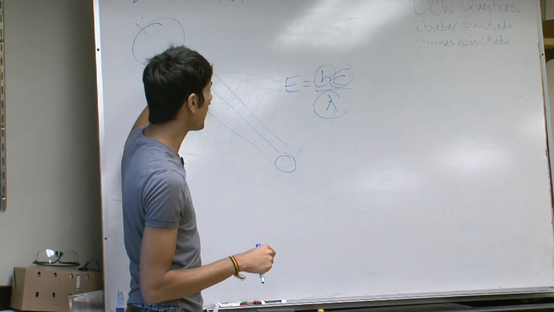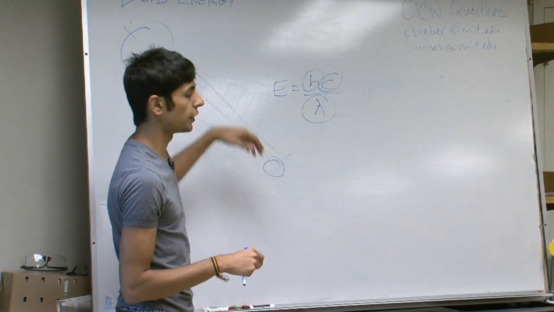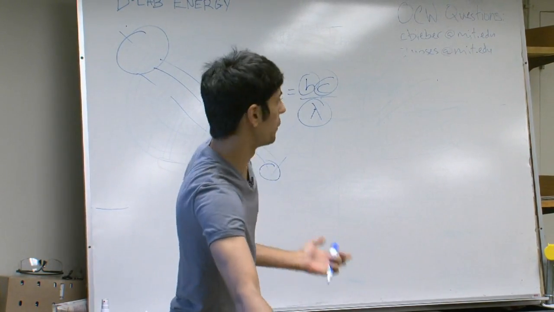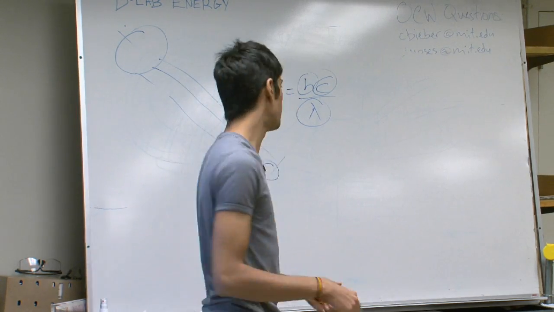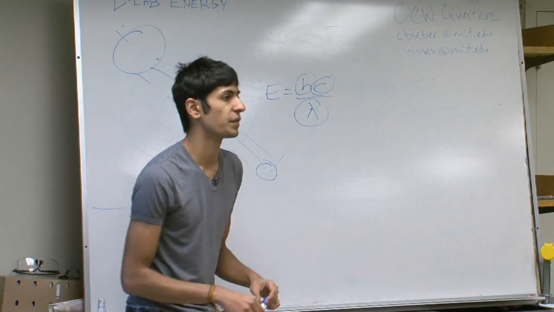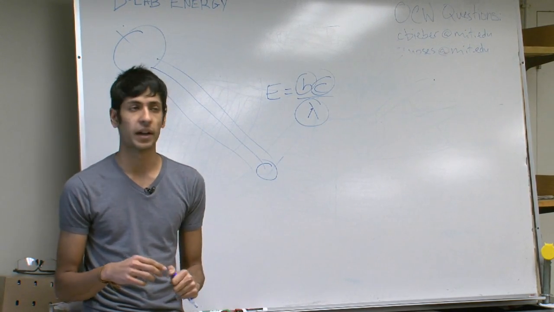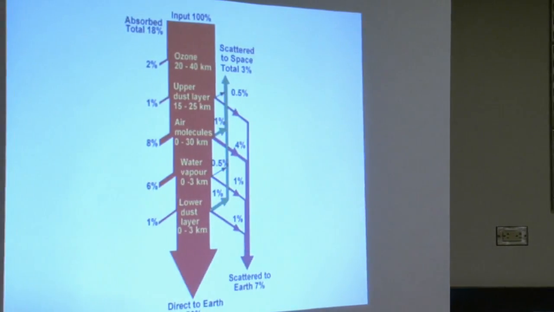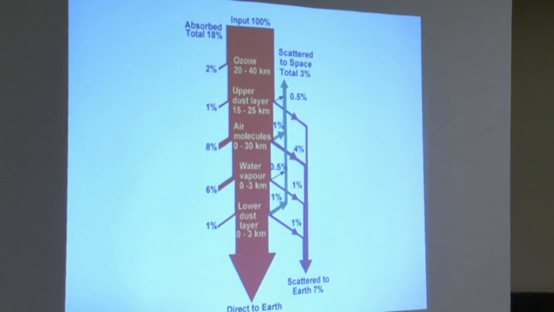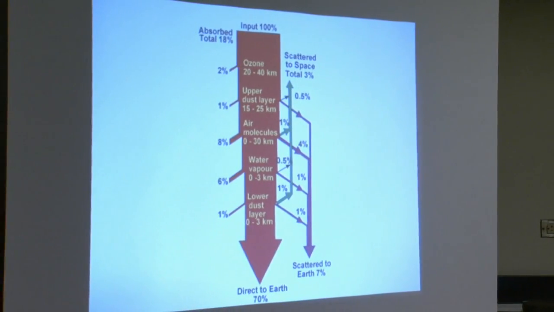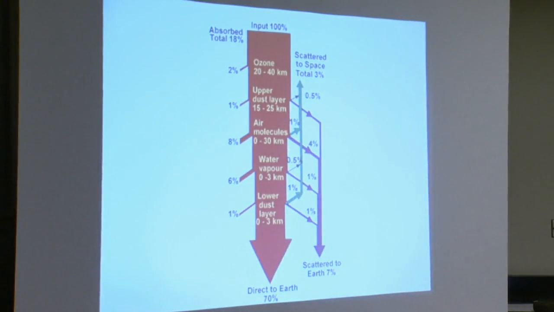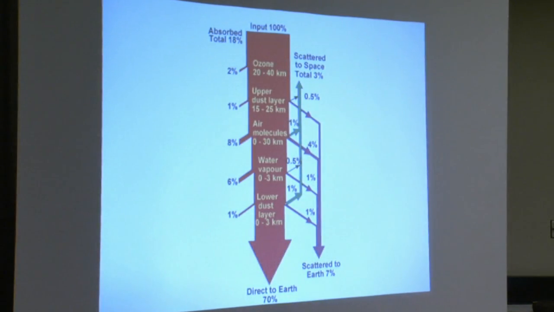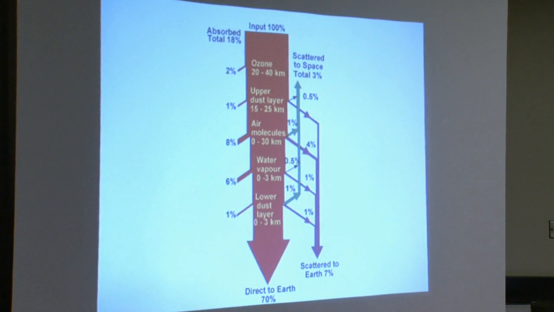If we're trying to follow the path of this radiation, we can see that not all of it reaches the Earth, or not all of it that reaches the Earth makes it to the surface, because a lot of it is absorbed by our atmosphere. And so this is a kind of graphic that'll show you where a lot of energy is lost. So only about 70% of it is actually directed to the Earth. 3% is scattered to space, and 18% is absorbed by the atmosphere.